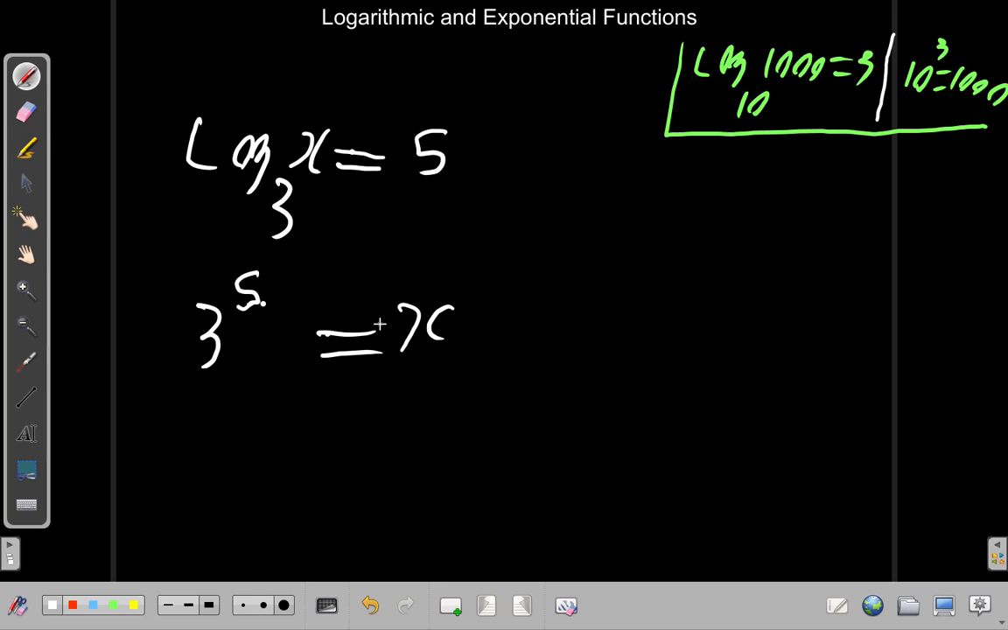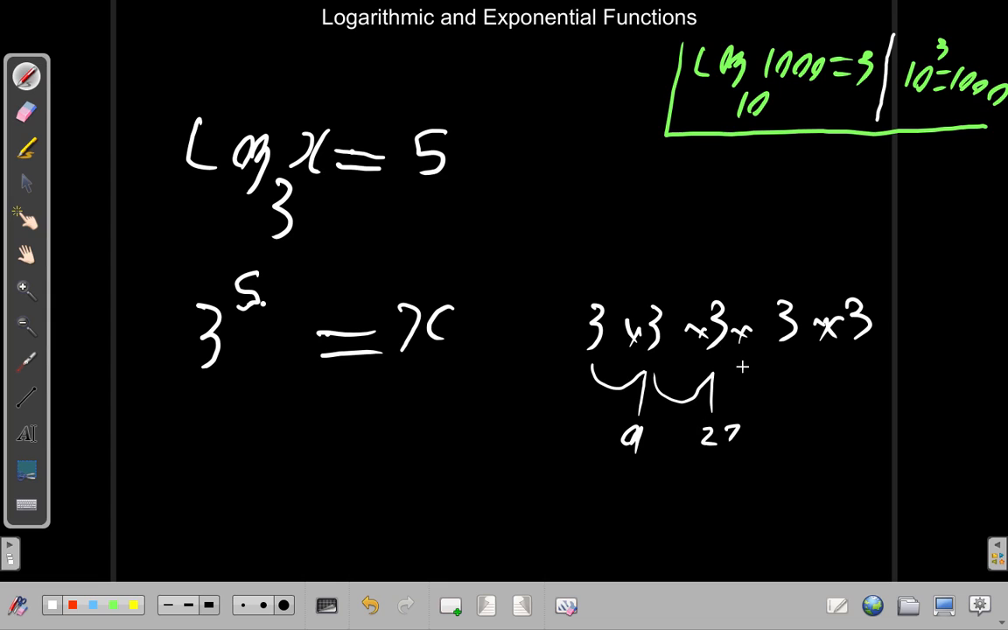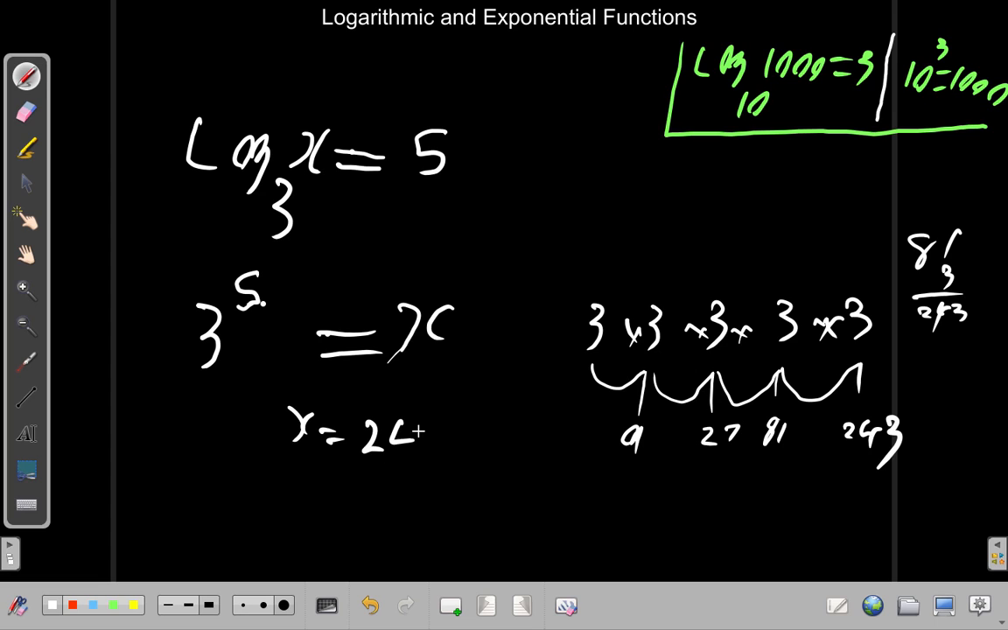Okay, so what this is saying is that you have some threes lined out, and you have 5 of them and they all multiply each other. So you have 3, 3, 3. That's 3 so far. Alright, 1, 2, 3, 4, 5 of them, and they all multiply one another. Let's see now. 3 times 3 is 9. 9 times 3 is 27. 27 times 3 is 81. 81 times 3 is 243. So x is equal to 243.